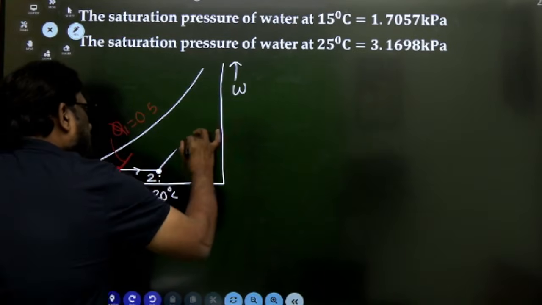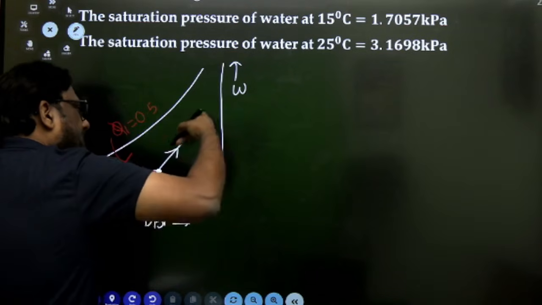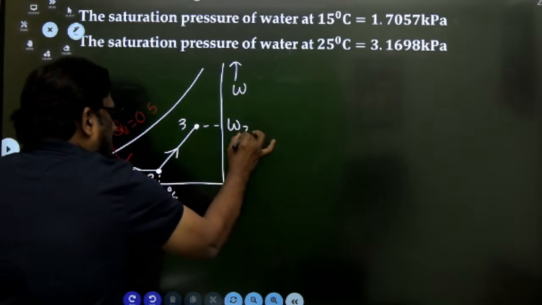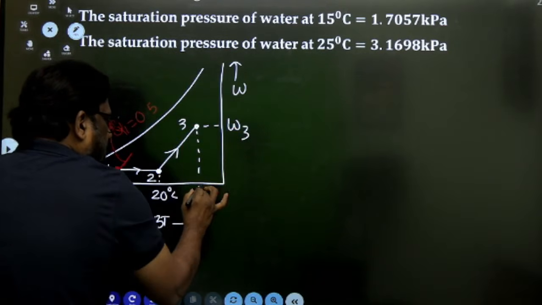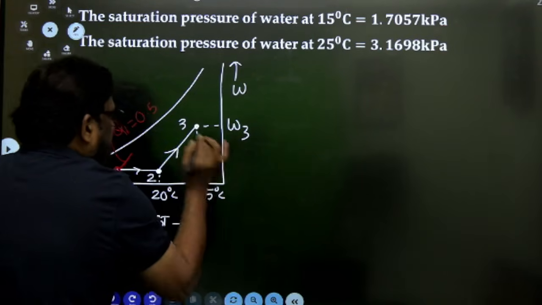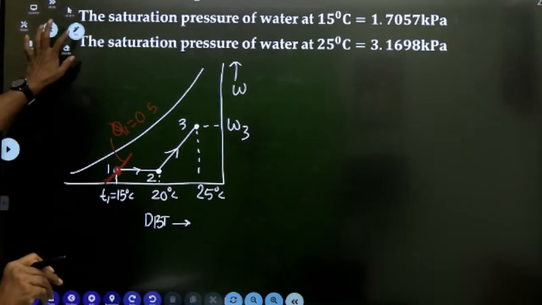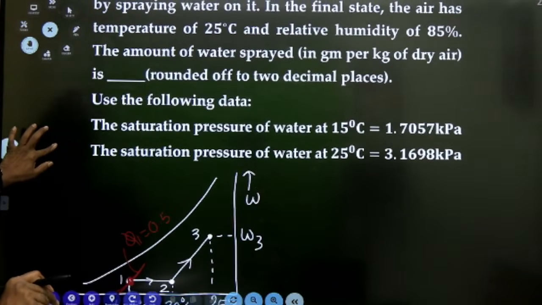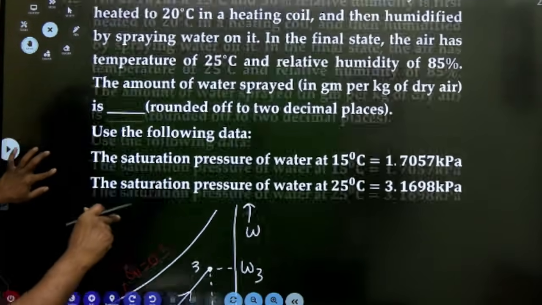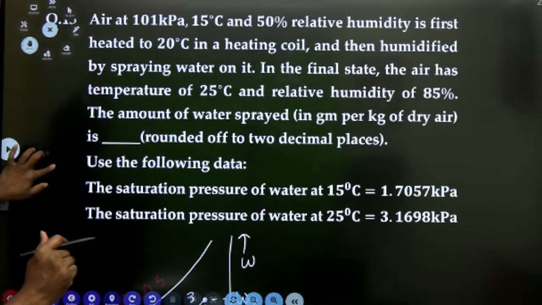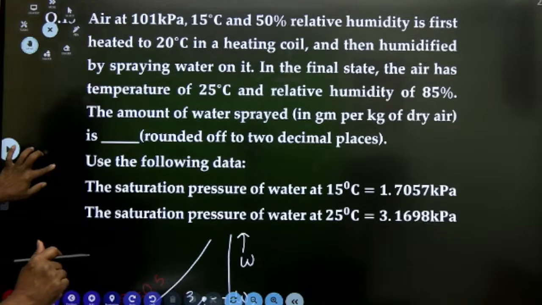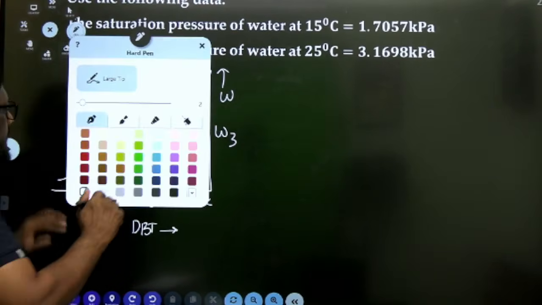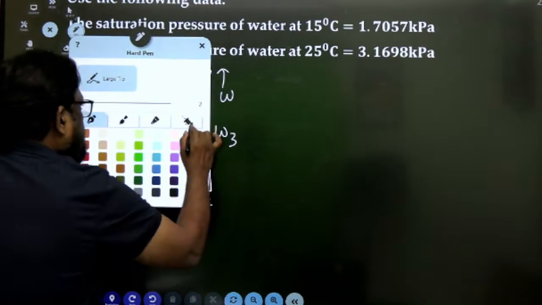Heat is humidified. What does humidified mean? Omega is increasing. So therefore, this is omega 3. And the final temperature is 25 degree centigrade. This is the temperature, it is given. I am going to the question once, sir. And the relative humidity here is 85%. Initially, it is 15 degree, 50% RH, and 85% is the relative humidity here.